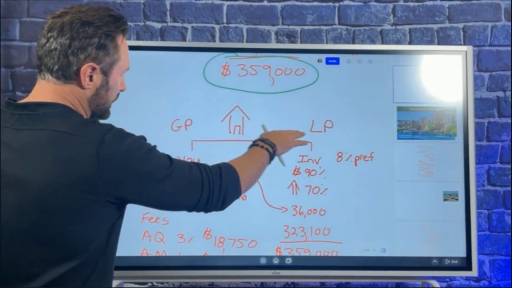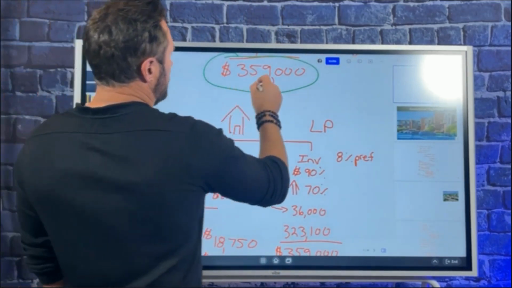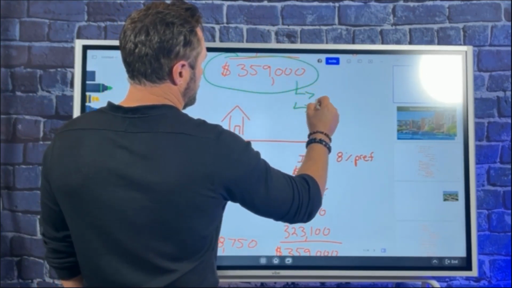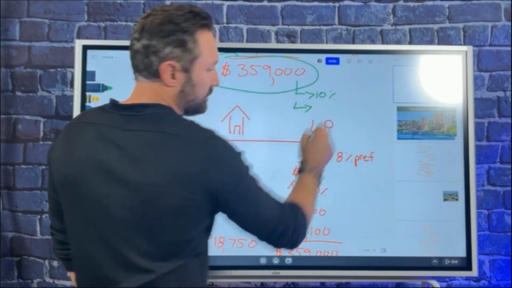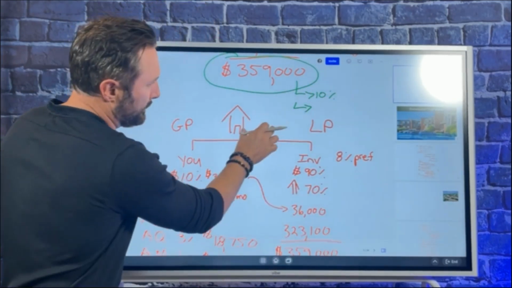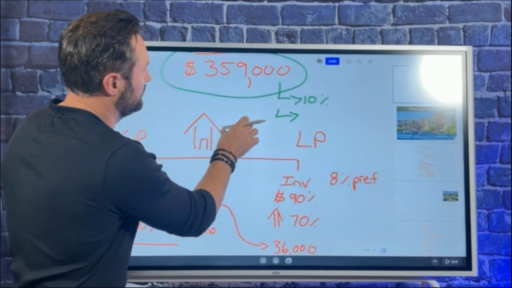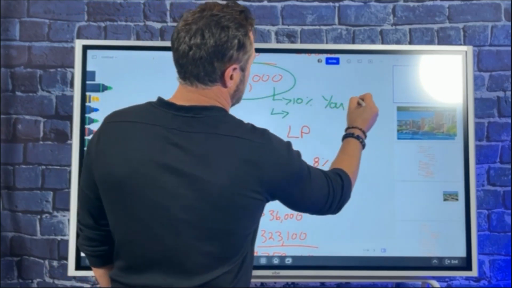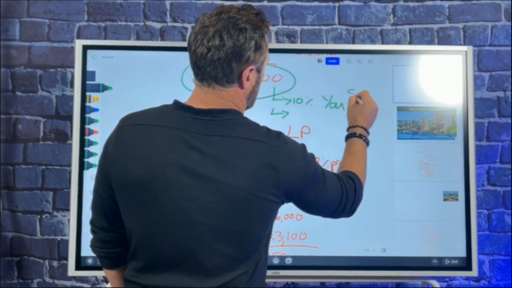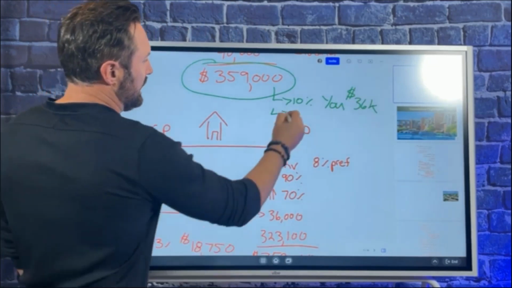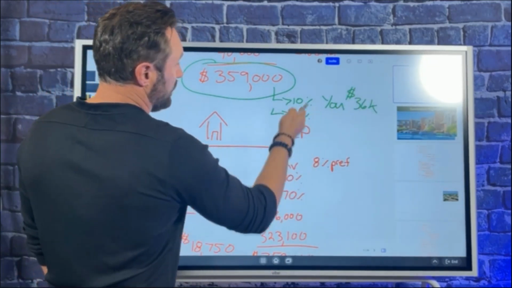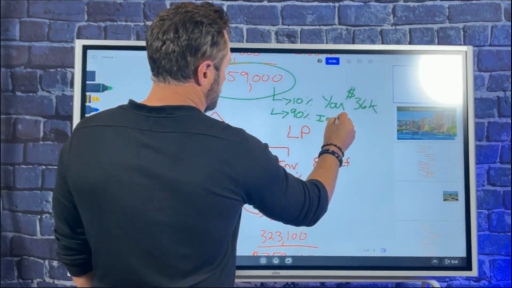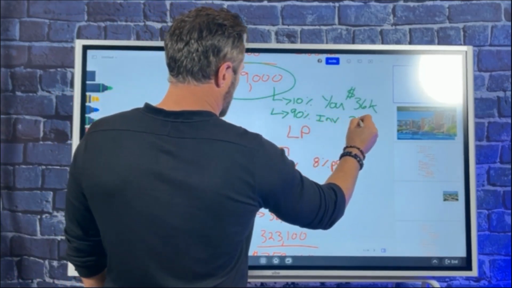Okay. So the typical deal is this: the 359 is going to break out like this. 10%, you can see that on the screen. 10%, okay, is you. What is that? Call it 36K for simple math. 90%, now this doesn't have to be this way, but this is typical, is your investors. Okay, so that's going to be 323,000.